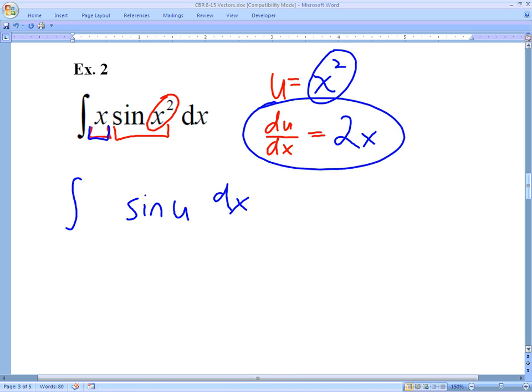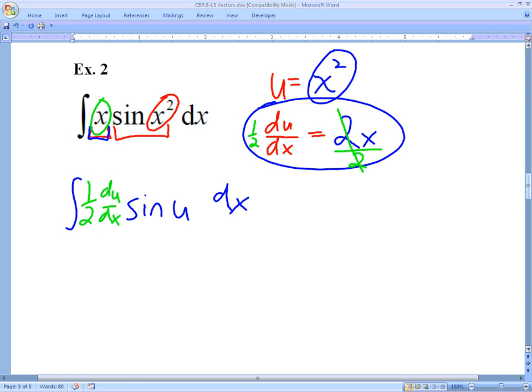And I don't have x over here, I have 2x. But could I get my x alone? Because I want to replace this x right here with something. So let's divide both sides by 2. Or another way to divide by 2 is multiply by the reciprocal, 1/2. So now we know that x equals 1/2 du/dx. So I'm going to put my 1/2 here. I can put my du/dx here as well.